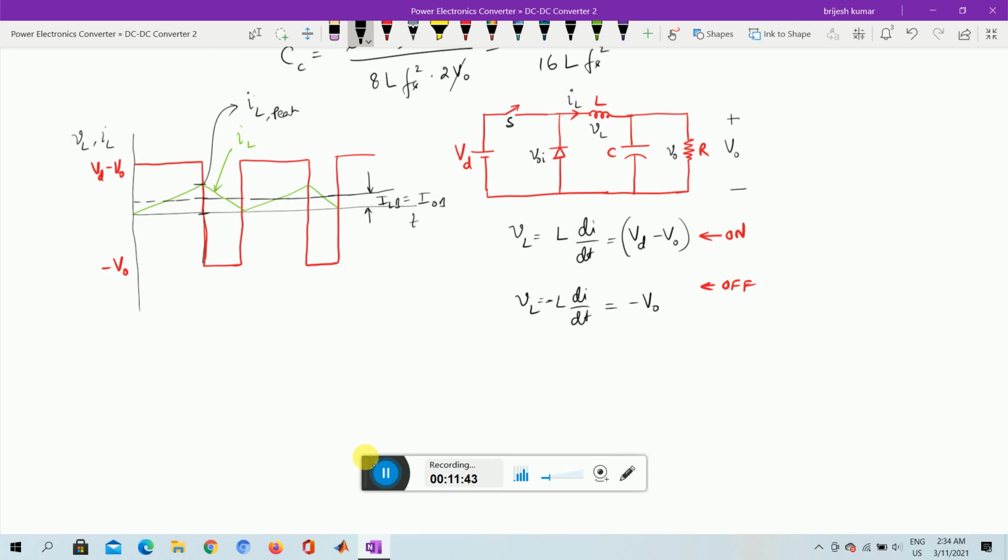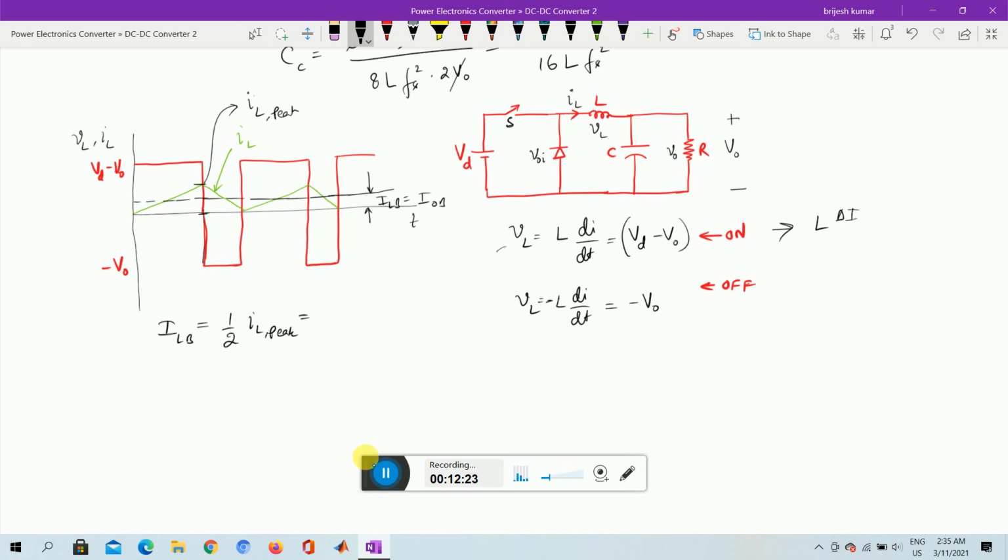So we can write here, our objective is to find what ILB is. ILB will be half of IL peak, because it is half of IL peak, which is equal to, so IL peak we can get from here. If I use this equation, here I can write L di by dt. So what is delta I? Total change is del IL or IL peak.